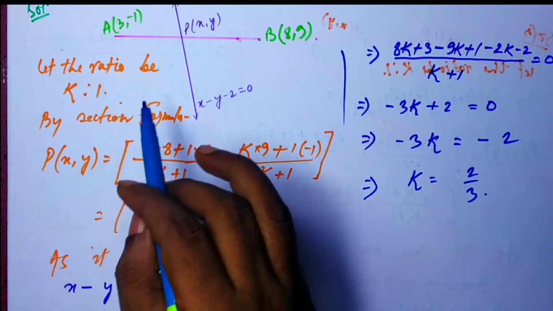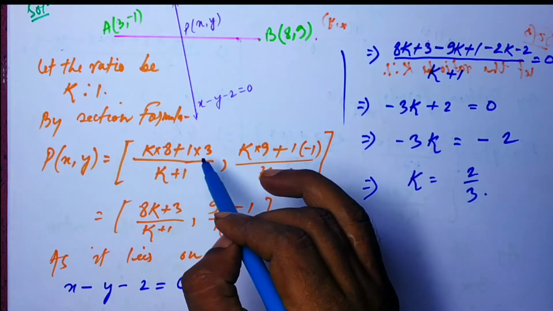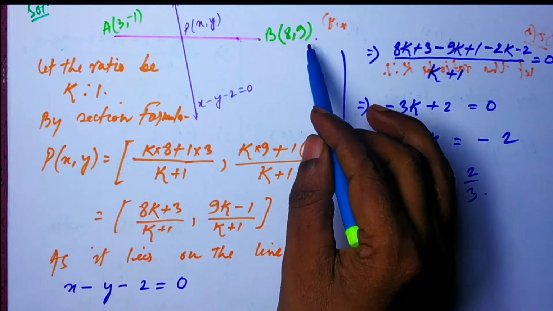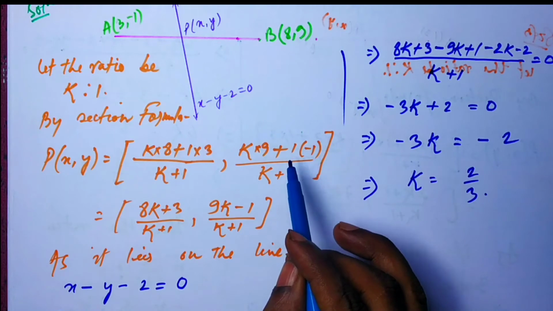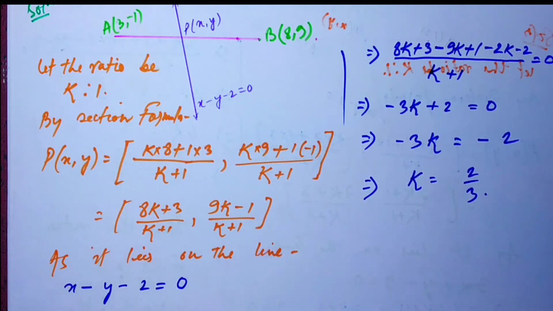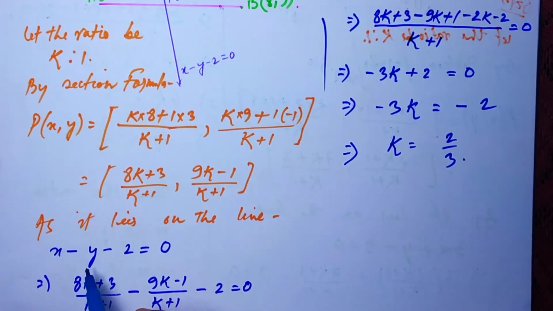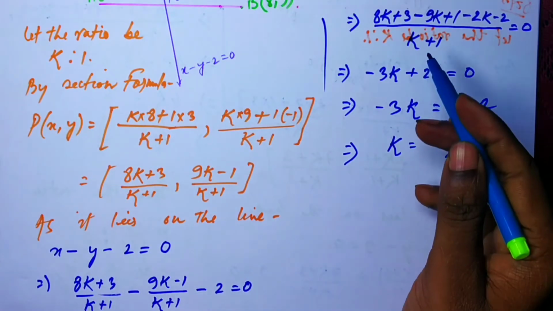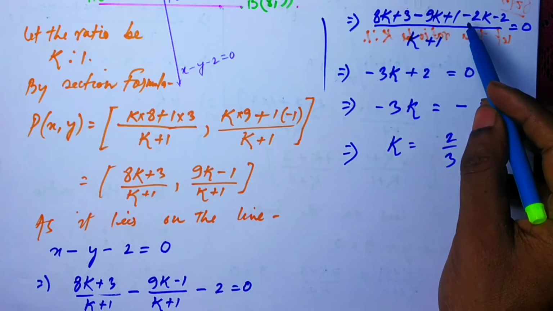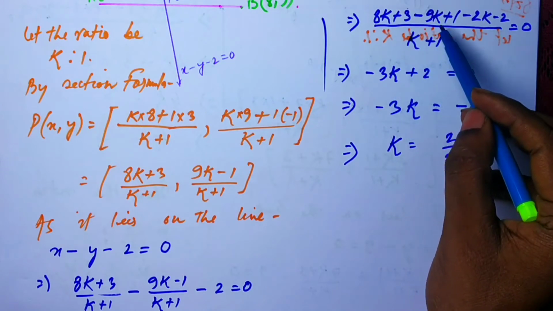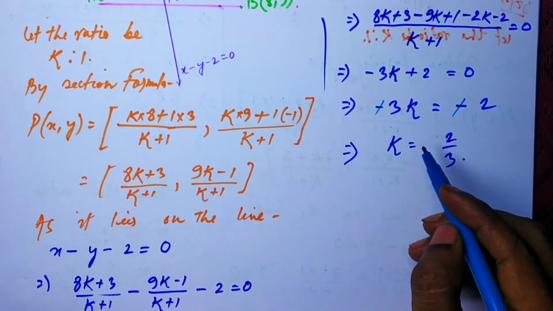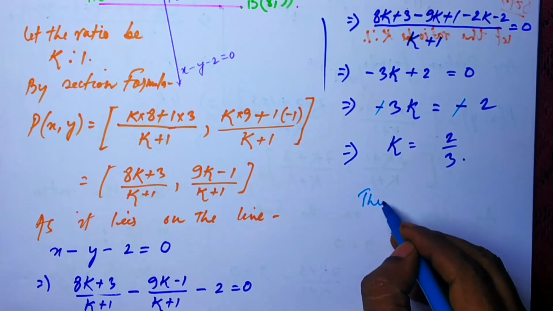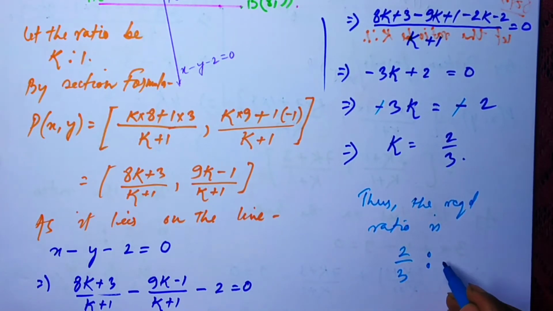By section formula, P(x, y) is (k into 8 plus 1 into 3) divided by (k plus 1), and (k into 9 plus 1 into minus 1) divided by (k plus 1), so (8k plus 3)/(k plus 1), (9k minus 1)/(k plus 1). As this point lies on the line, it must satisfy this equation. So we put it in and calculate, and we get 8k minus 9k minus 2k, it is minus 3k. 3 plus 1 minus 2 is plus 2, so we have minus 3k equal to minus 2. We cancel the minus sign on both sides, so k equals 2/3. Thus the required ratio is 2/3:1, that is 2:3, our answer.